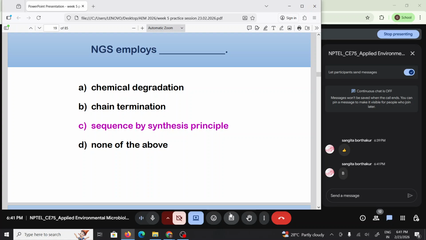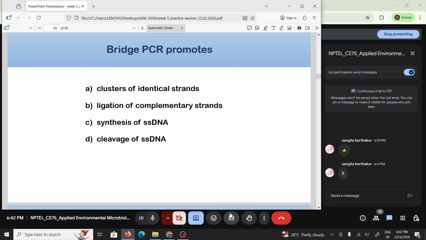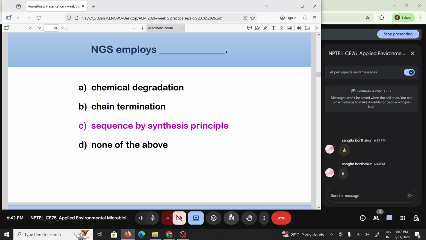The correct answer for this is sequencing by synthesis principle and chain termination. We use it in Sanger sequencing, where we use ddNTPs, so that once the ddNTP is incorporated in the DNA strand, there is termination of DNA synthesis. We'll see the theory of all of it in a few slides. We'll first solve some questions and then see the theory, like we saw for Sanger sequencing.